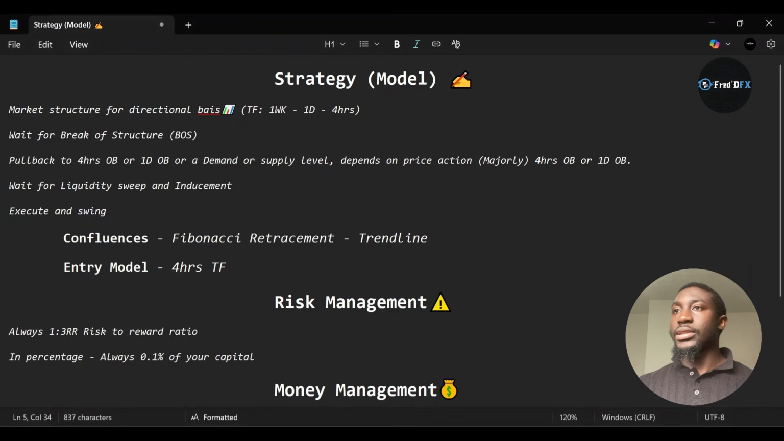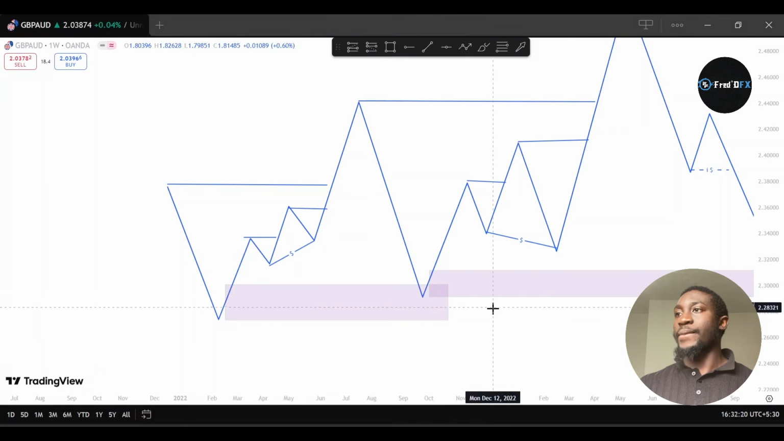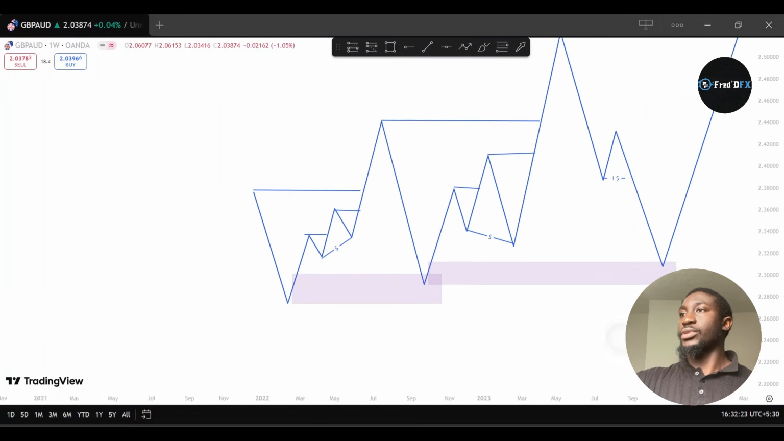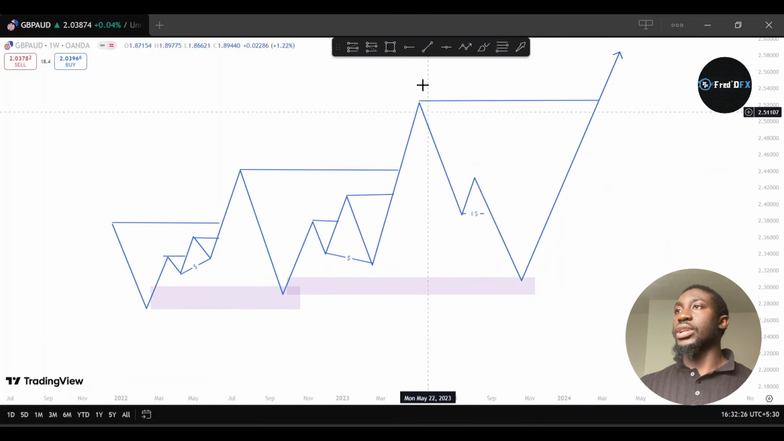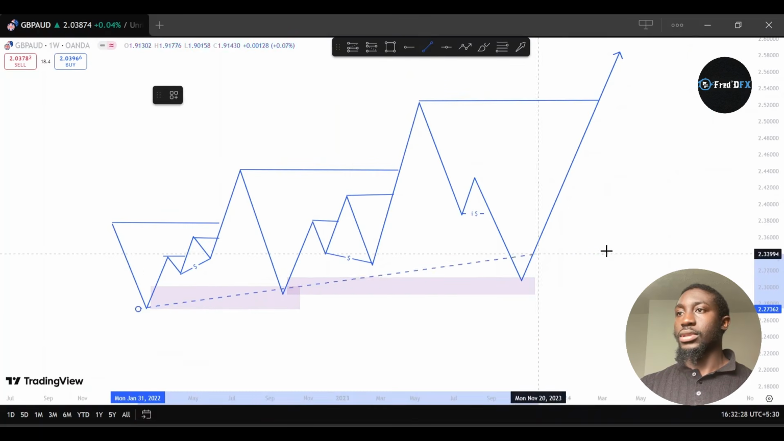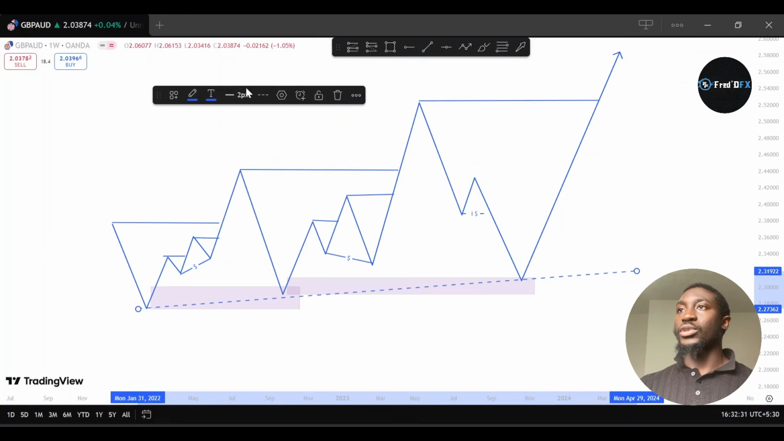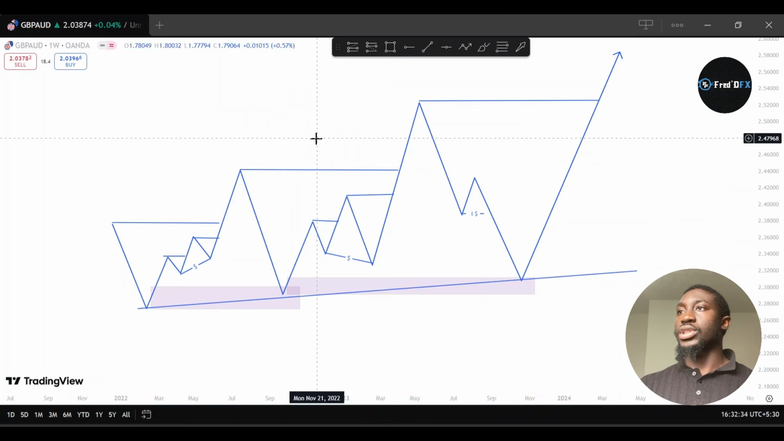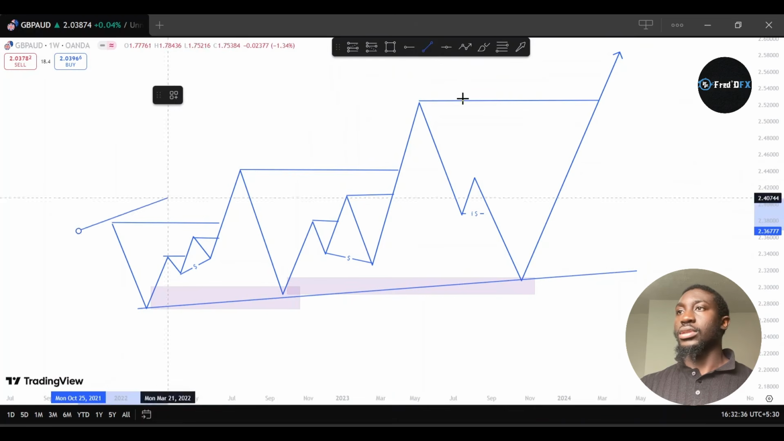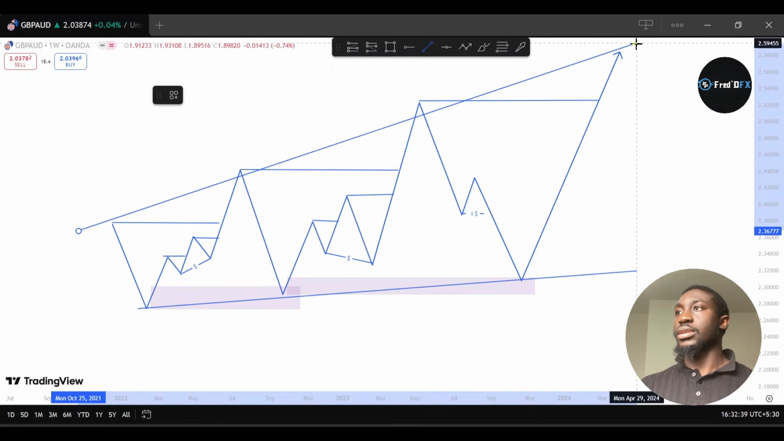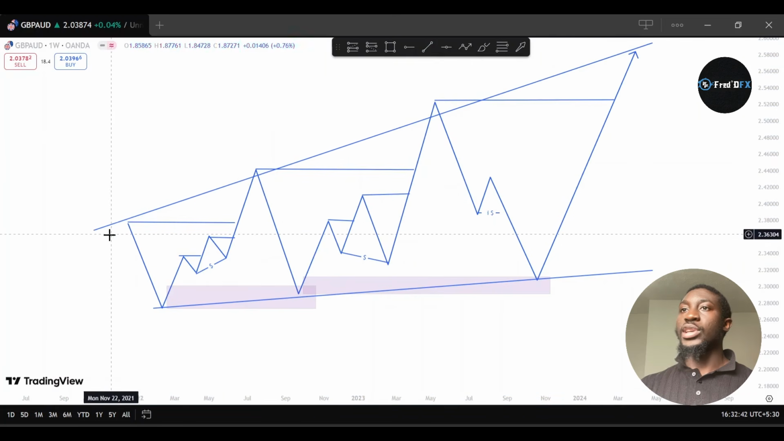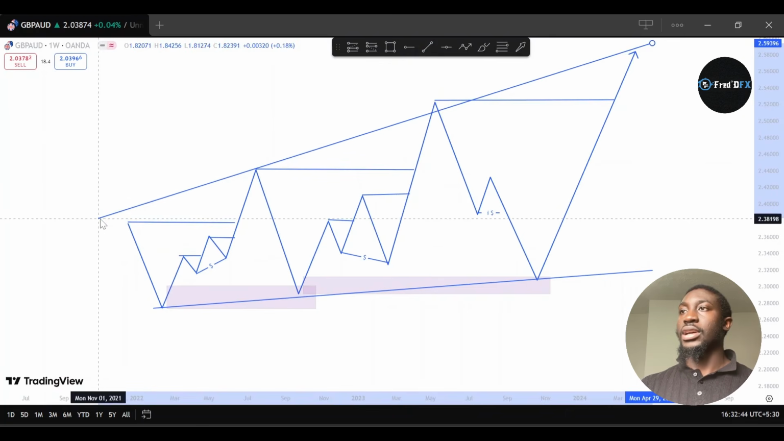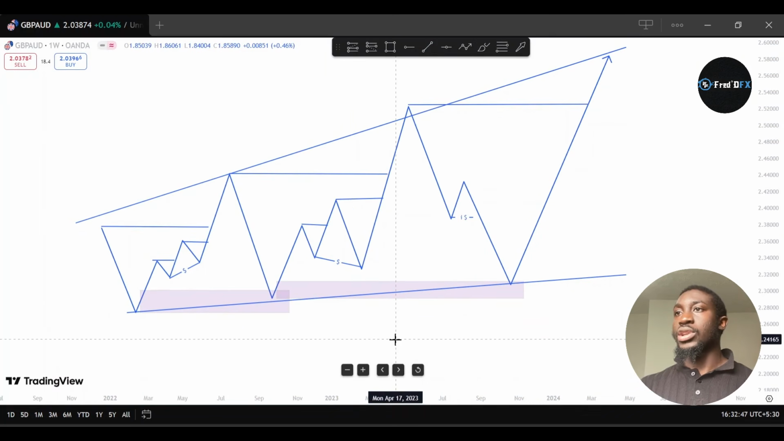Then what is now the next thing? The next thing is your trend line. Now for your trend line, if you look at it now, let's just draw the trend line. You have to connect your channel. Connect your channel. Connect it. So in most cases, I use trend line, depending on the kind of structure I'm seeing. So trend line and Fibonacci retracement are my biggest confluences that I use in entry.